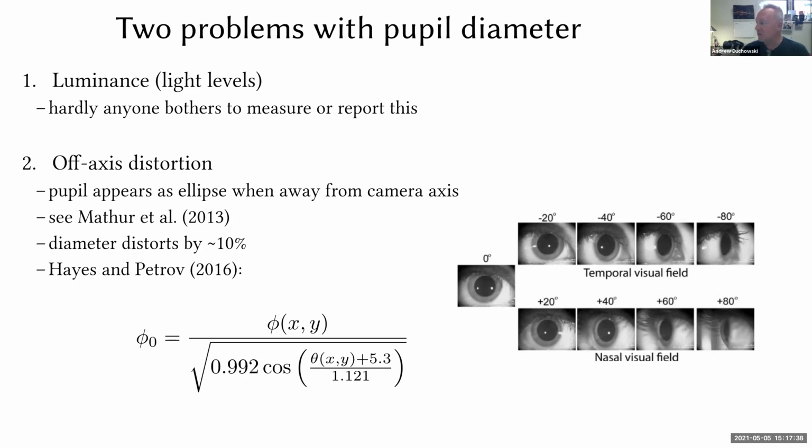Meanwhile, if you look at what eye trackers do, they will measure, of course, pupil or gaze location, but they do this by finding a pupil center. And as the eye looks away, you get pupil diameter distortion. And so it's not a huge deal because you can apply Hazen-Petrov's correction to this. But again, one needs to be aware of this, especially at large visual angles.